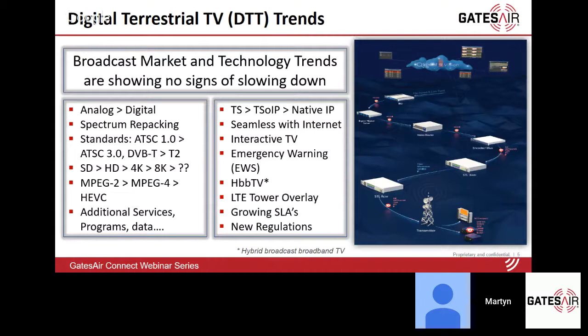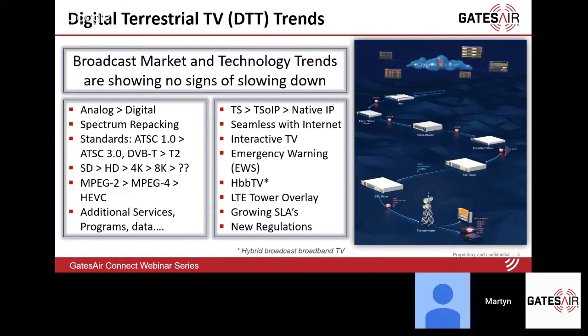Other things have been changing over the years and very recently: standard definition, high definition, and so forth. Encoding and compression have had recent updates. Not too many years ago, we went to MPEG-4. Now HEVC is in the picture. And what's next? There's more and more things coming. On top of that, many broadcasters would like to transmit additional services, additional programs, data, other services, emergency warning, lots of things. There's a big list.